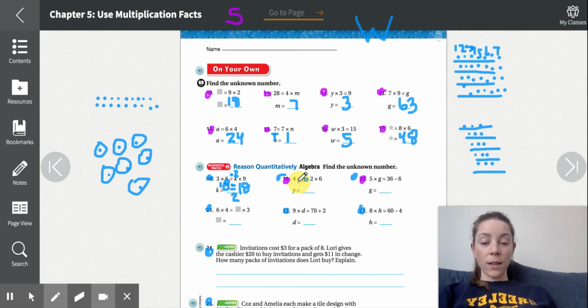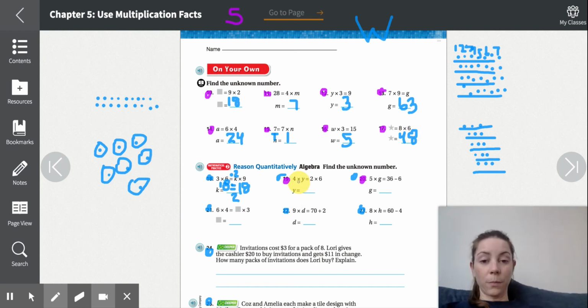Okay, let's try some of the tricky ones in the middle here. So 4 times y. I don't know how to do 4 times y right now, but I do know how to do 2 times 6. So let's solve 2 times 6. 2 times 6 is 12, so I'm going to write that in over here. So I know this side of the equal sign equals 12. So if this side equals 12, I have to get this side to equal 12.